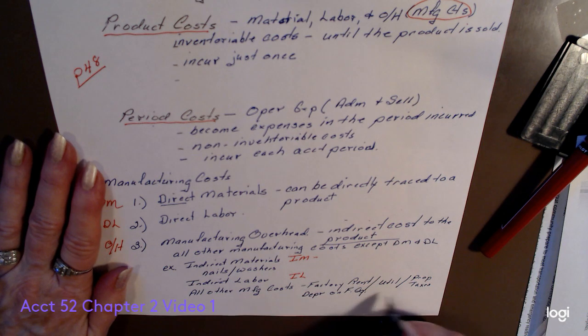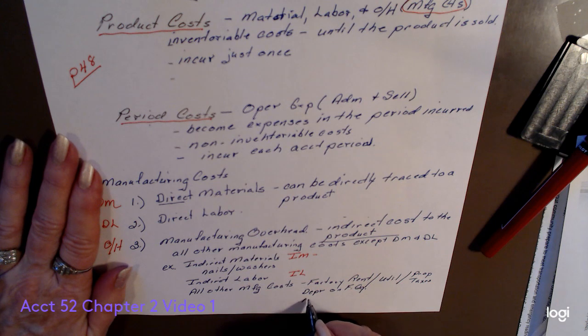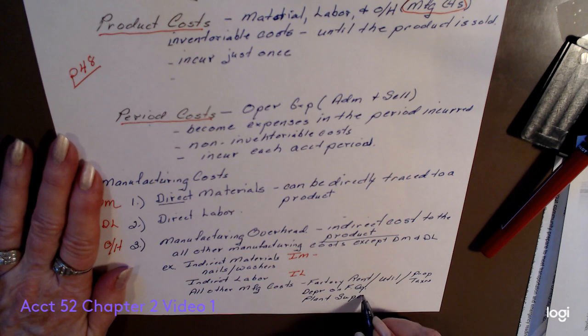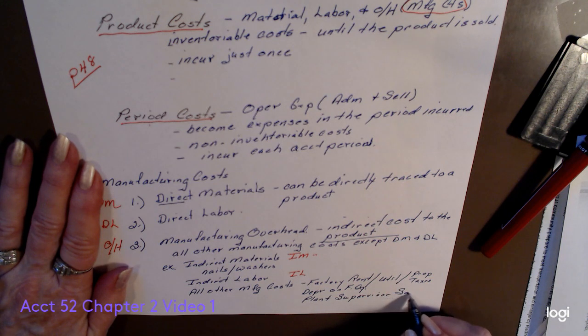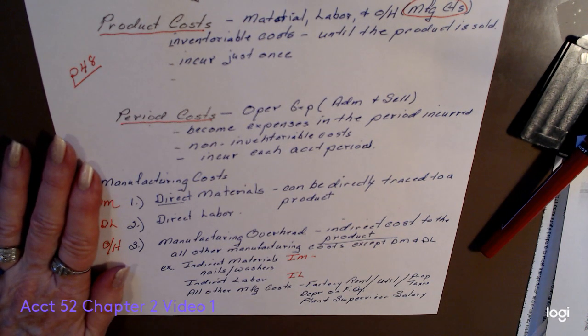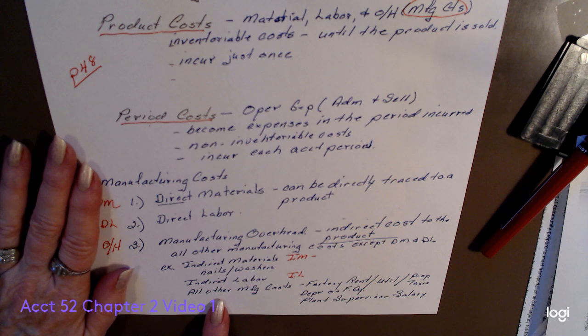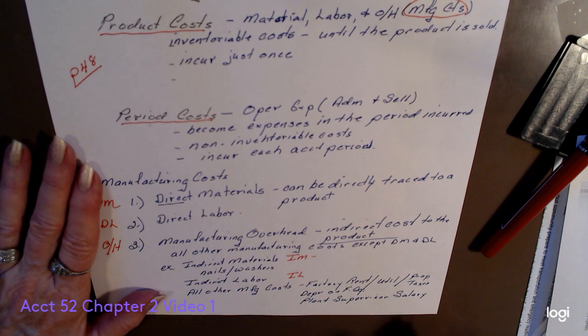It could very well be a plant supervisor's salary. So anything that you can think of that a company needs to manufacture my clock that is not direct material or direct labor is going to show up as part of manufacturing overhead.